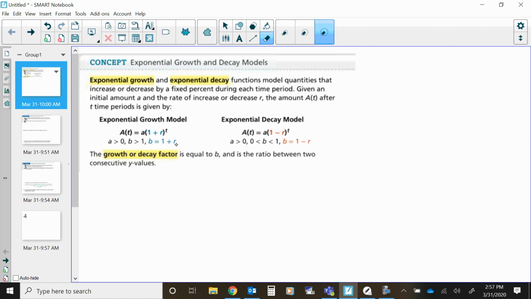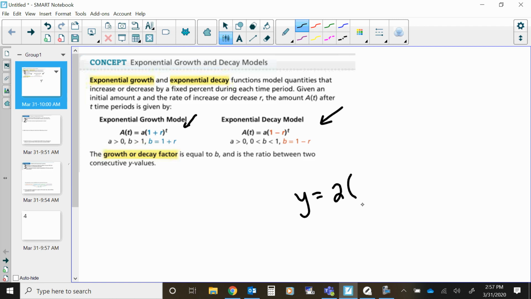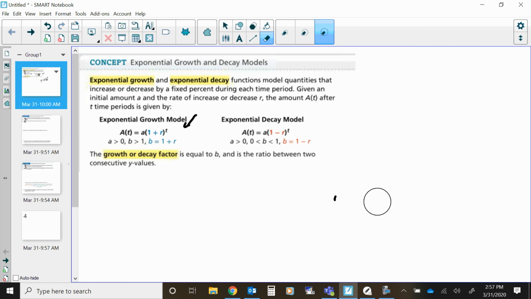So this is going to be the equation that we use over here for growth, and this is going to be the equation that we use for decay. If you actually do the 1 minus, it turns into what we were doing yesterday, where it's just y equals some number times another number to a power. That's what we did yesterday. Once you do the 1 minus r, it will turn into this number here, which will tell you whether it's a growth or decay. If you're doing the 1 minus, it's going to be a decay. If you're doing the plus, it's going to be a growth. So that is what we're going to talk about today, and then you're going to have homework based on that.